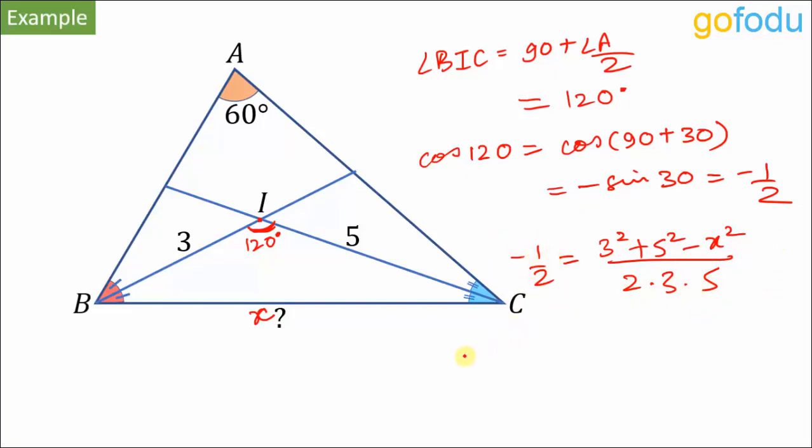Minus 30 upon 2 times 15... minus 15 will be equal to 34 minus x square. That means x square will be 49, and x will come out to be root 49, or 7 units. Let's solve another question.